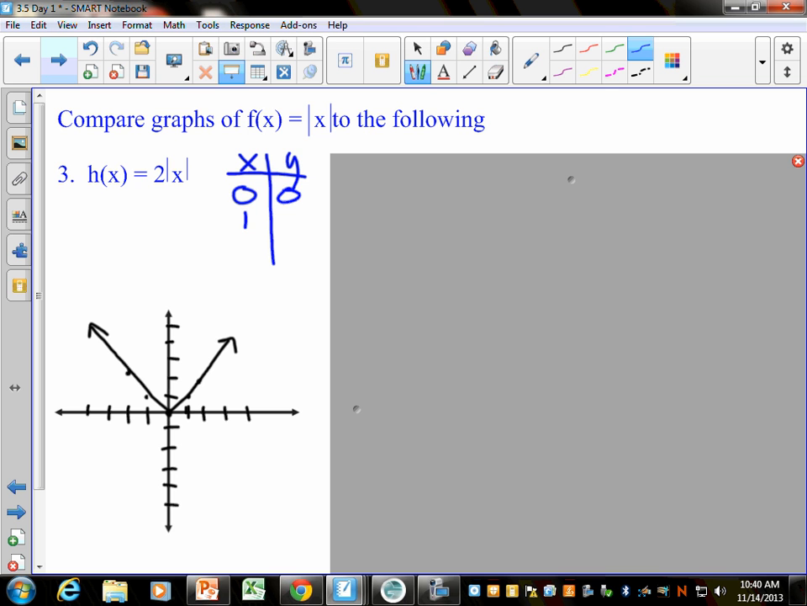So if we plug 1 in there, we get 2. If we plug 2 in there, we get 4. And so it's still going to be that same shape, but it's going to look a little bit thinner because it's stretching it out. Same thing if I plug the negative numbers in, it's going to stretch it up there. And so it's still going to look like a V shape. Totally missed that point. But it's just going to be thin.